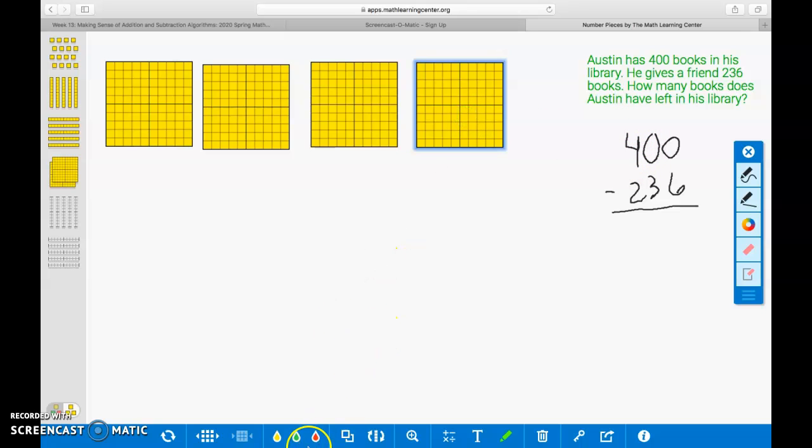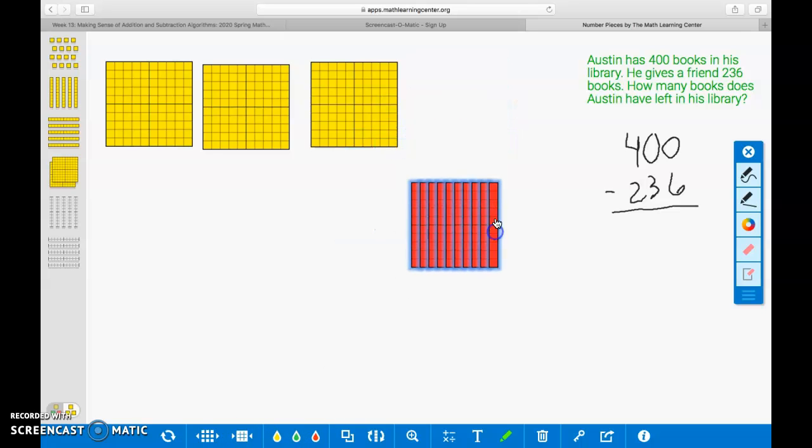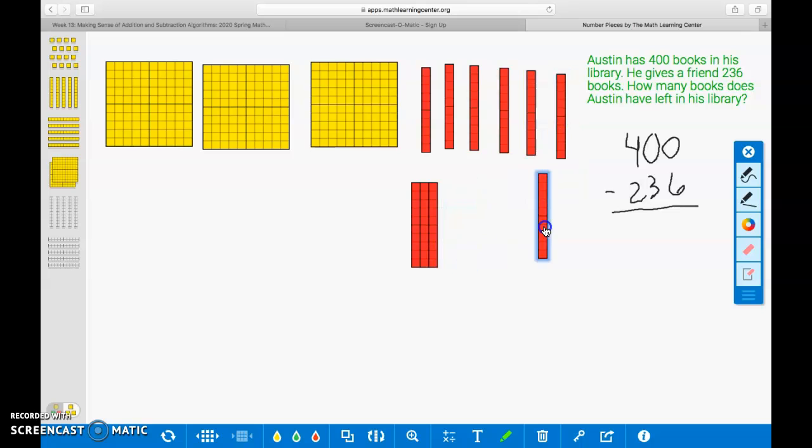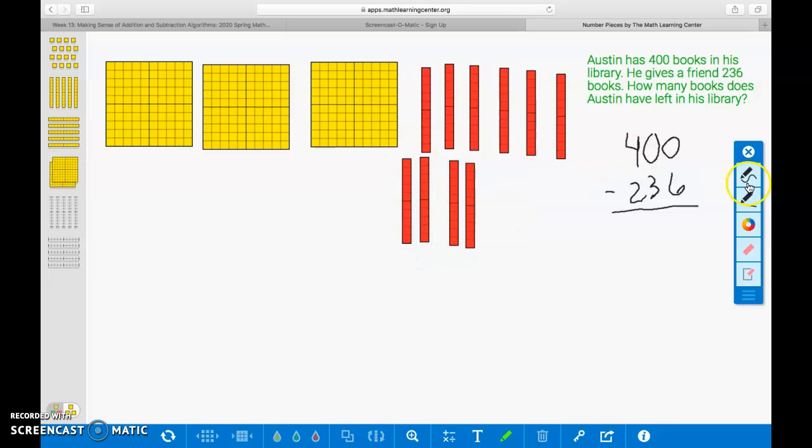So I'm going to take this 100 flat, and I'm going to turn it red, and then decompose it or regroup it into tens. So I'm counting out 4, 5, 6, 7, 8, 9, and 10 tens. So I'm going to cross out my 400 and turn it to a 3. And I'm going to come to the tens, and I'm going to change this to a 10 because I now have 3 flats, or 300s, and 10 tens.